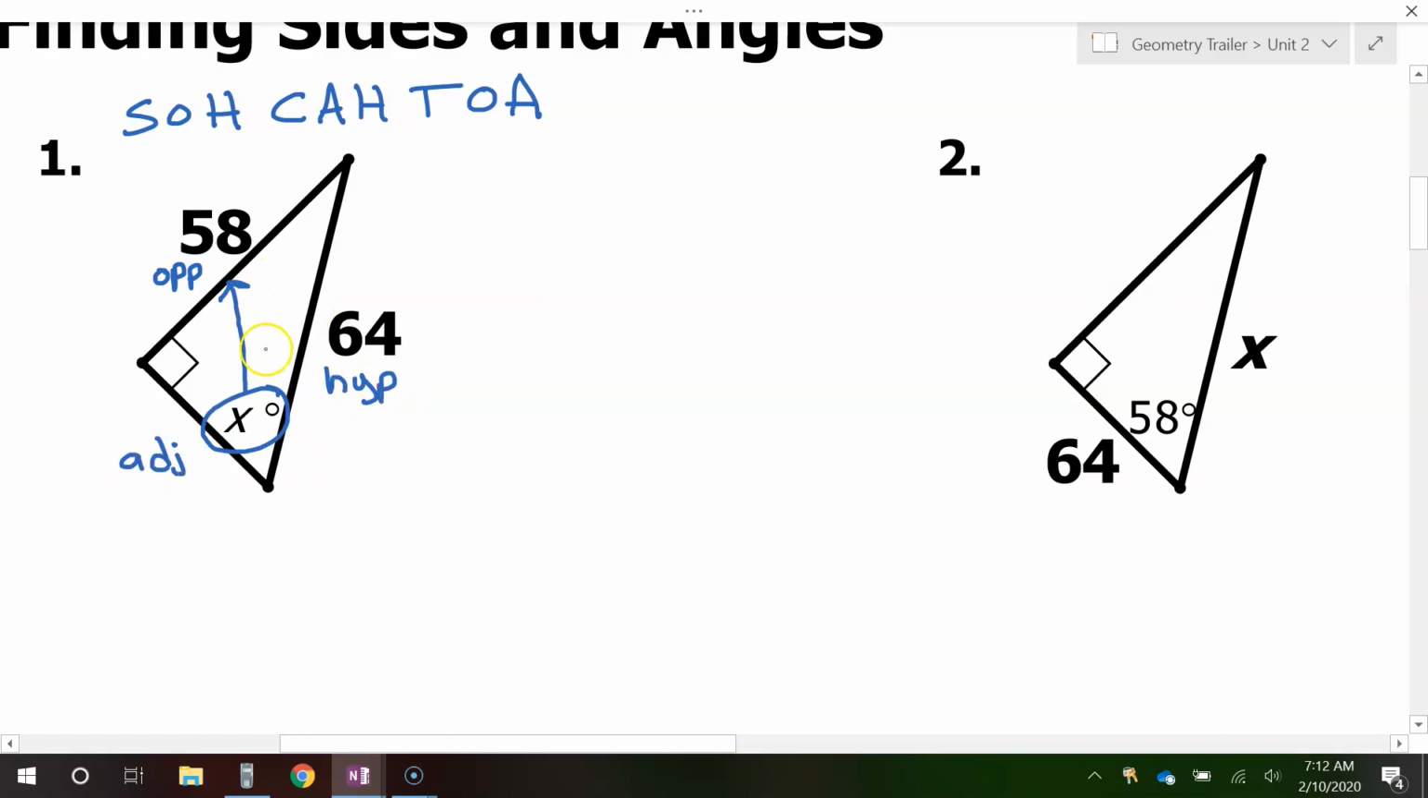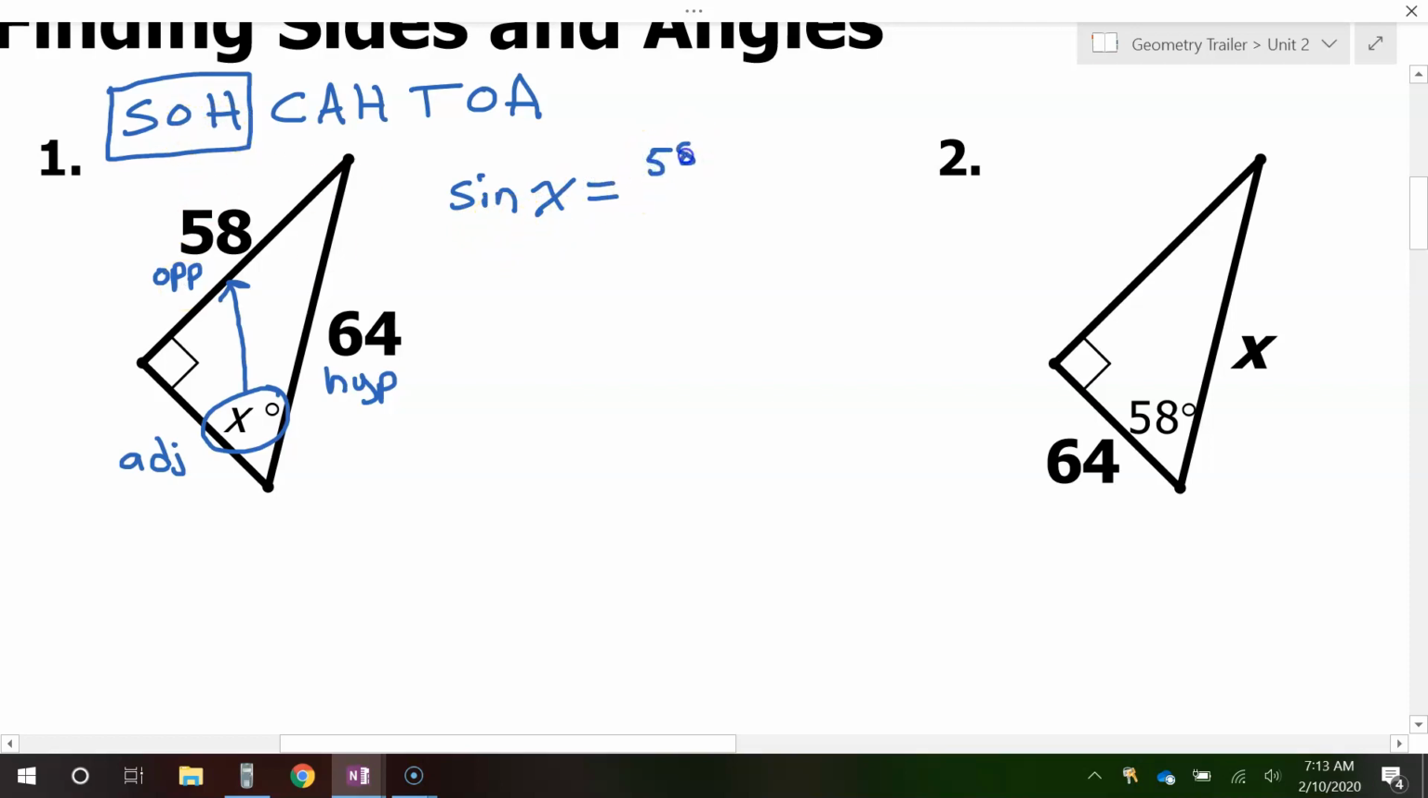Next, ask yourself which sides you have. Okay, we have opposite and hypotenuse. Those are the two sides that we have, opposite and hypotenuse. So which trig function is that? Sine is opposite over hypotenuse. So this is the one that we're going to end up using. So we will start off writing sine. Next comes the angle, the one that we circled. In this case, it's an x. So sine of x is equal to opposite over hypotenuse.